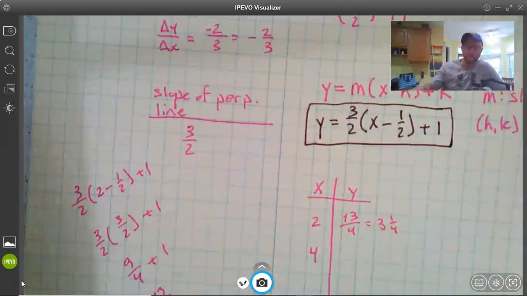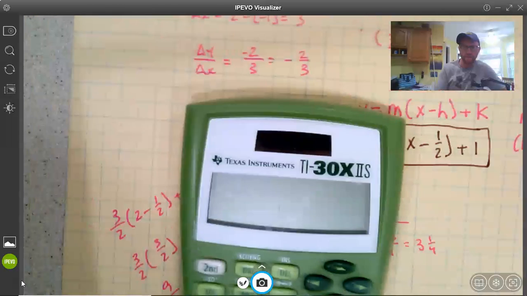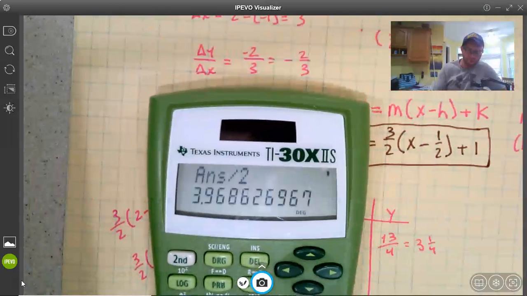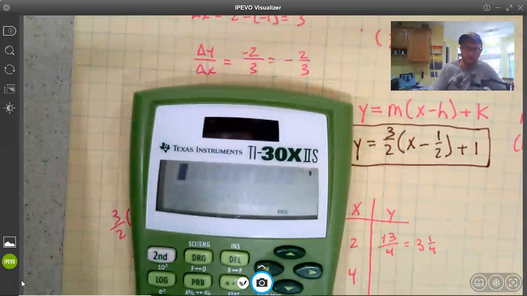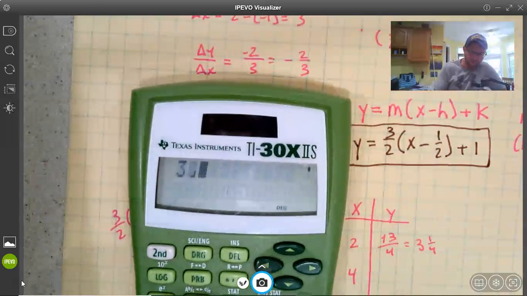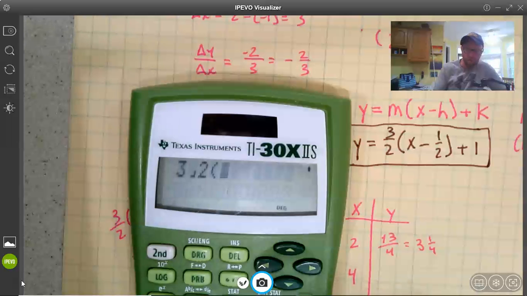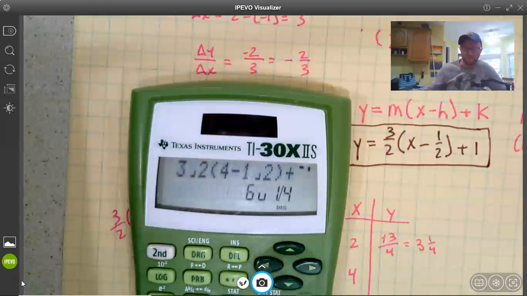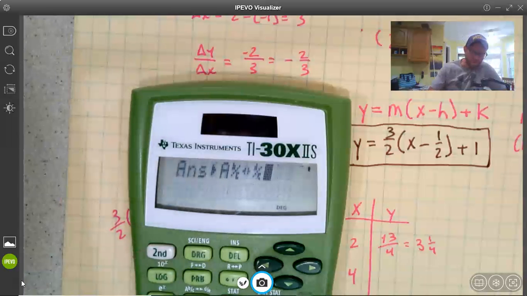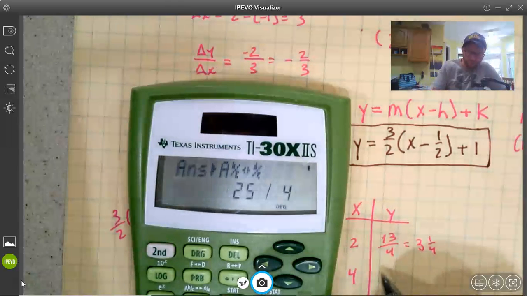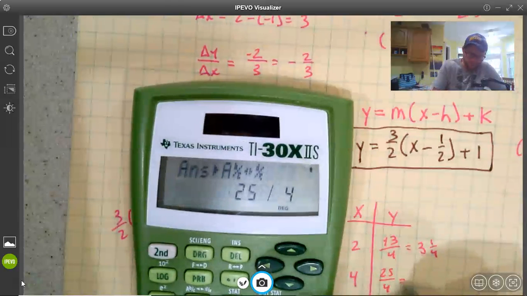Now for 4, to do this a little bit easier, I can just write my whole formula straight into the calculator. I could go using the ABC button. So I can go 3, ABC2, then in parentheses, I'm plugging in a 4, 4 minus 1, ABC2, close parentheses, plus 1. And this gives us 25/4, or 6 and 1/4.